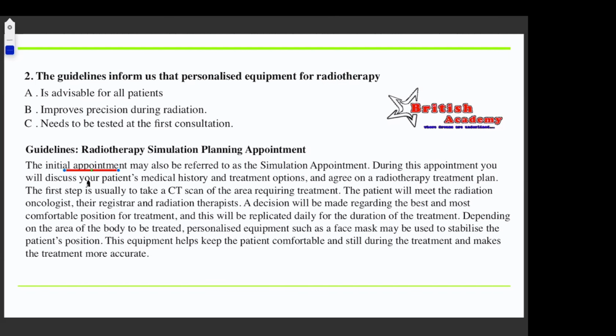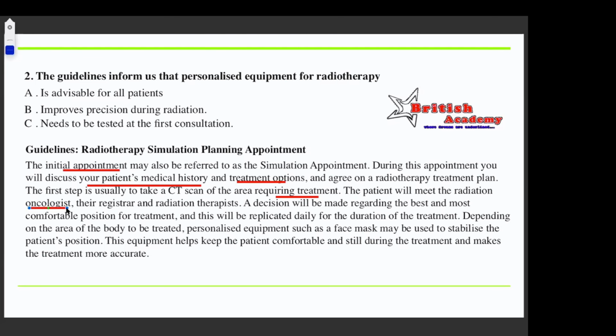During this appointment, you will discuss your patient's medical history. So in the first appointment, you discuss the patient's medical history and treatment options and agree on a radiotherapy treatment plan. The first step is usually to take a CT scan of the area requiring treatment. Okay, so after the consultation, the first step is usually to take a CT scan of the area requiring treatment.